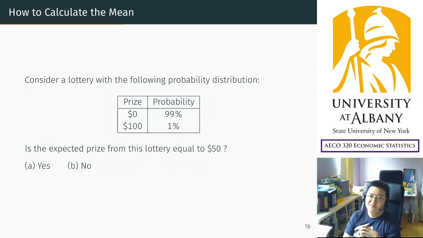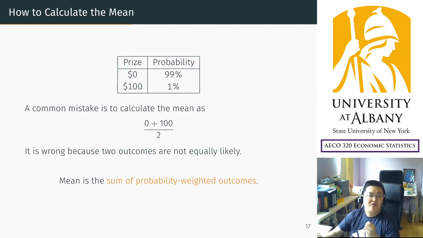Is it $50? Because 50 is the middle of $0 and 100. Of course, no. The answer is no. So it's either 0 or 100. If you think the average is 50, you know something is wrong. So this is quite a common mistake.